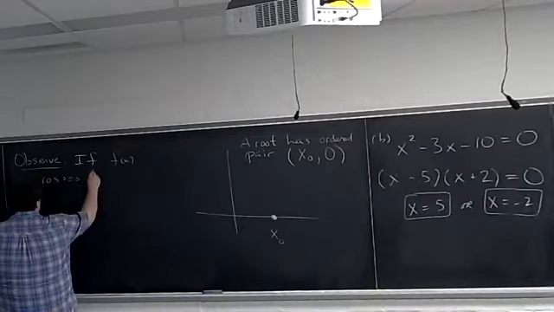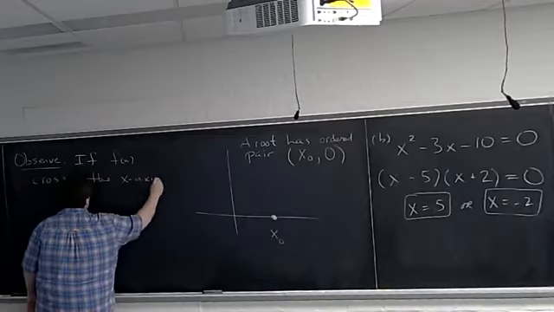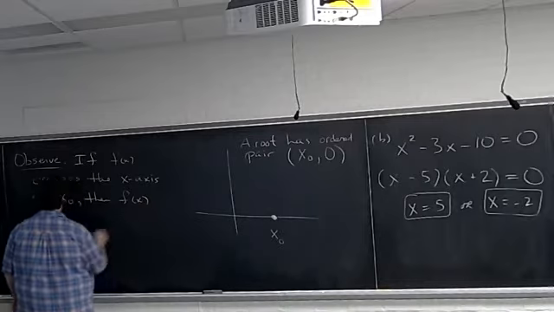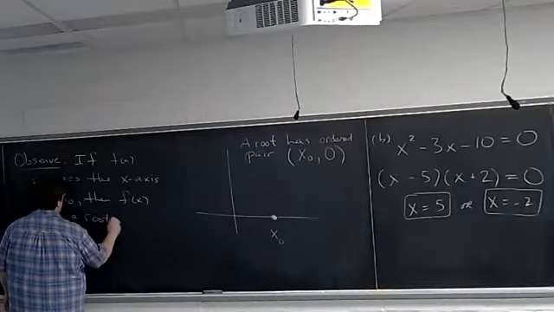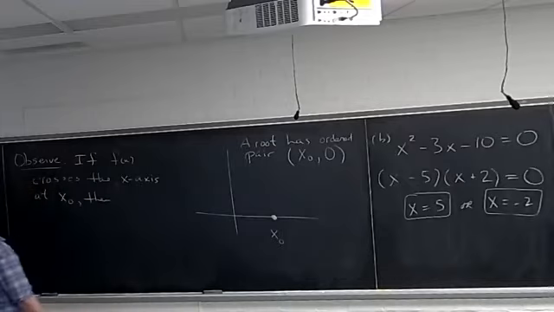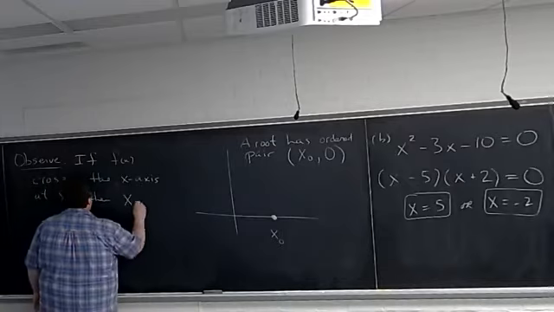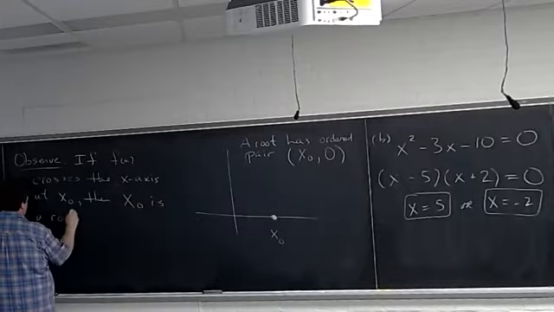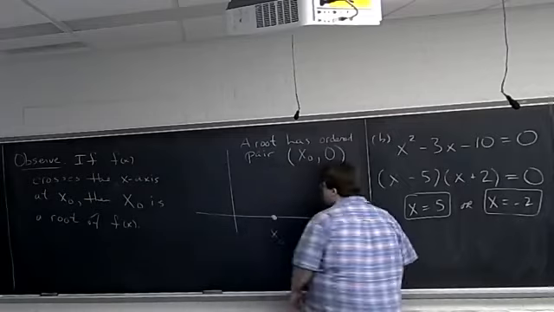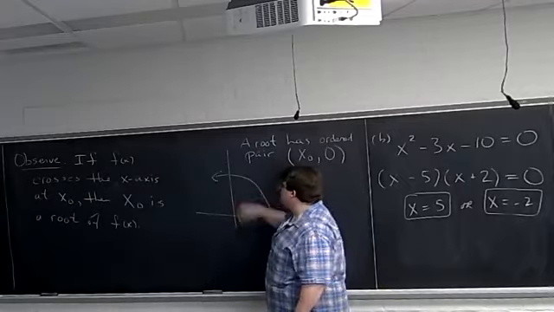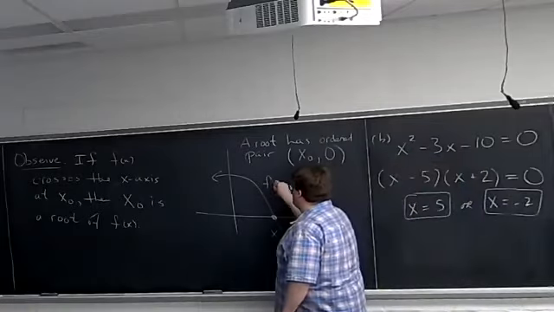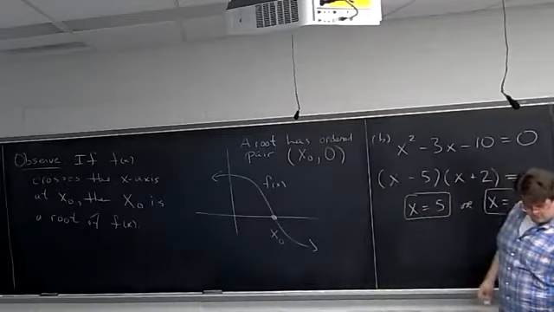So if f of x crosses the x-axis at x zero, then f of x has a root at, well, a root. Sorry, I should phrase this differently. If f of x crosses the x-axis at x0, then x0 is a root of f. So if we have a function with x0 as a root, it could look something like this, I guess, where it goes through the x-axis at that point. Random function. Any questions about that?